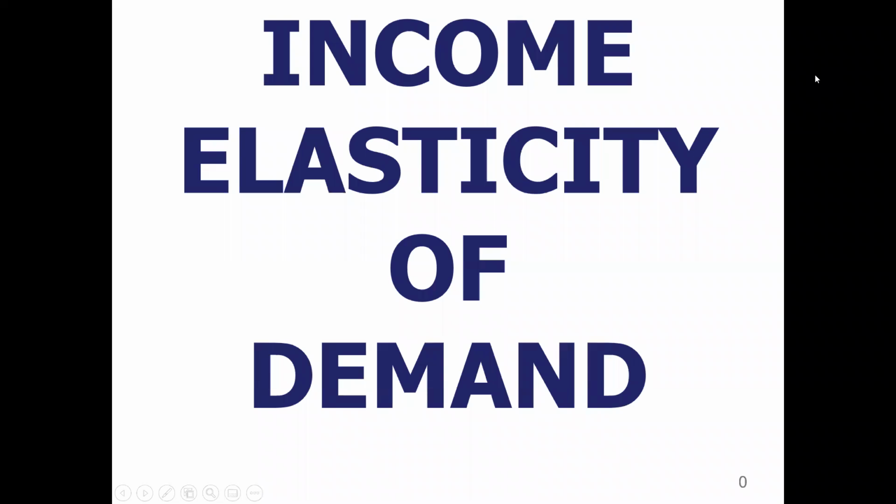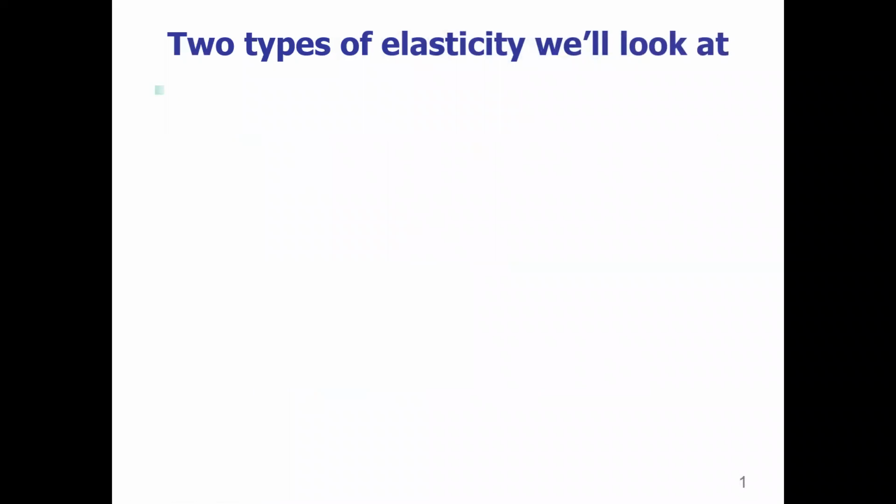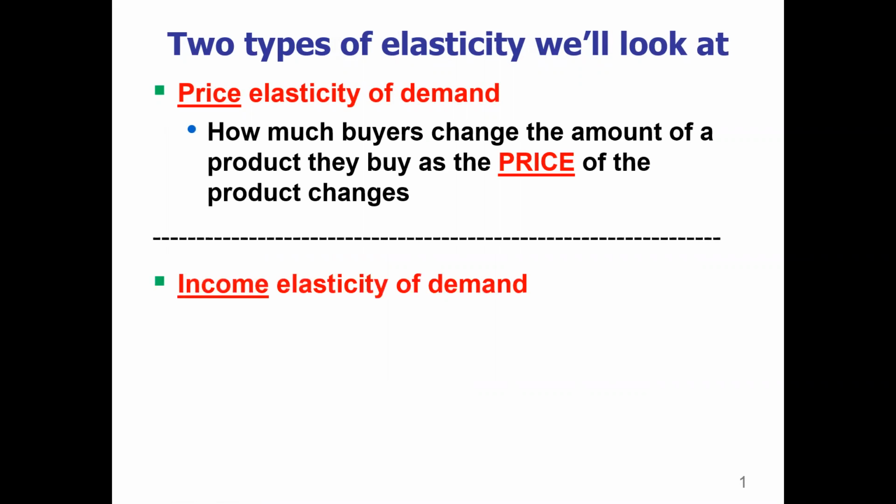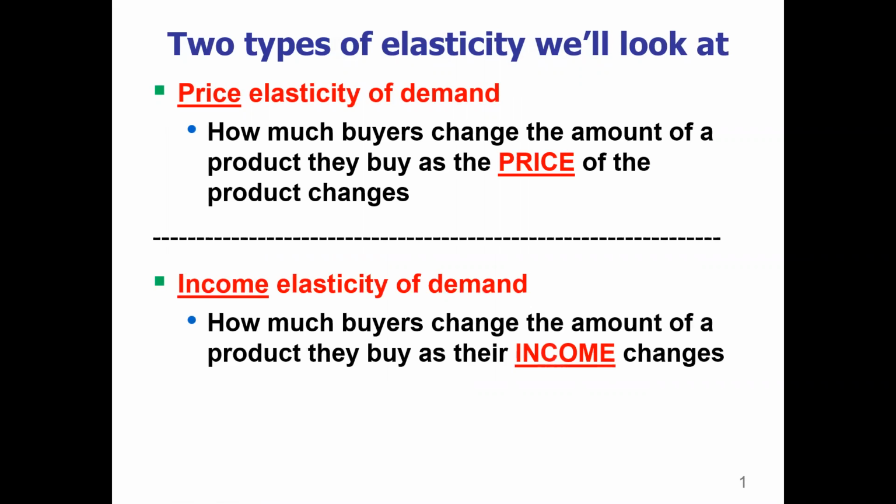Okay, so in this video, we're going to look at income elasticity of demand. There'll be two types of elasticity. We'll look at price elasticity, which is a measure of how much buyers change the amount they buy as the price of a product changes. Income elasticity is about how much buyers change the amount they buy of a product when their income changes.